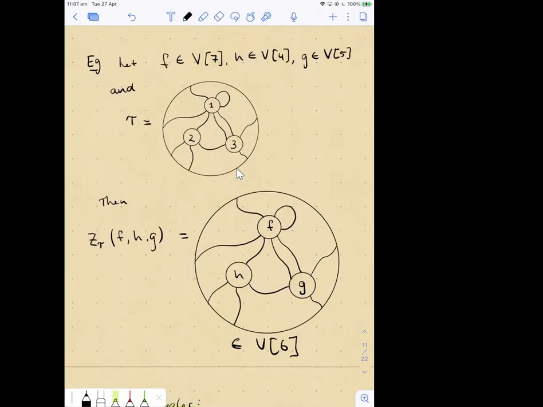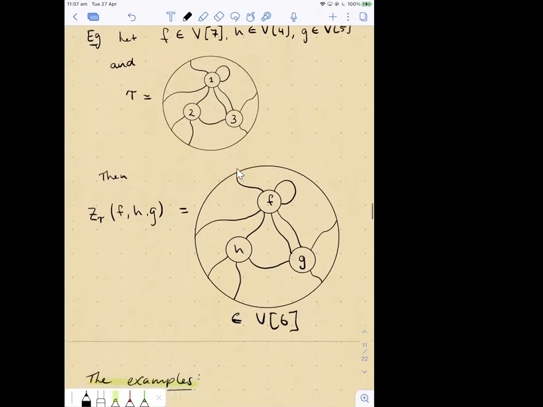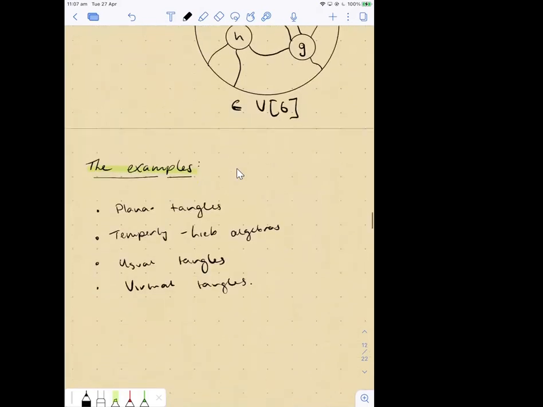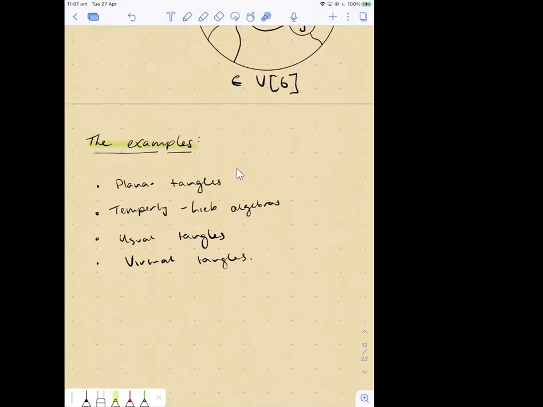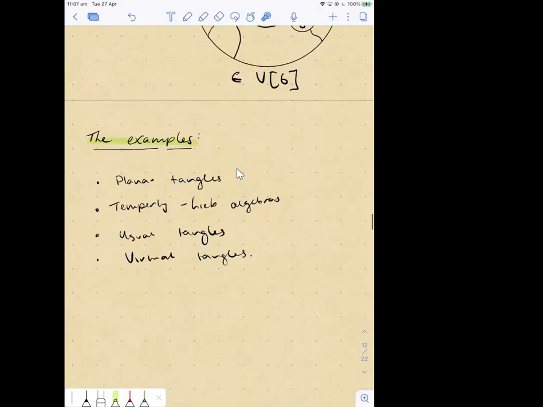So with all that being said, we can finally discuss concrete examples of this. And I'm going to give 4 concrete examples of it today. The first one is tangles itself, which will be immediately obvious. We then have what are called Temperley-Lieb algebras, which are not my area of expertise, but I think they're worth mentioning. And then we have some concepts from knot theory. We have usual tangles and virtual tangles.